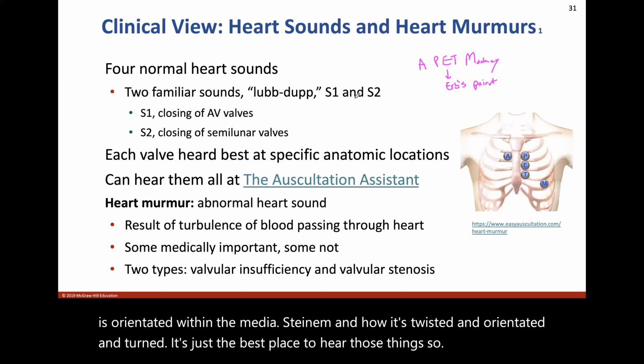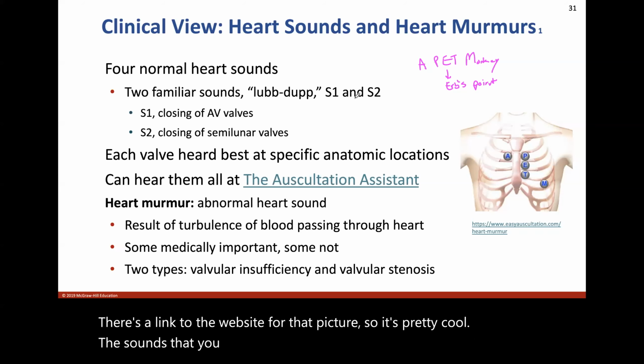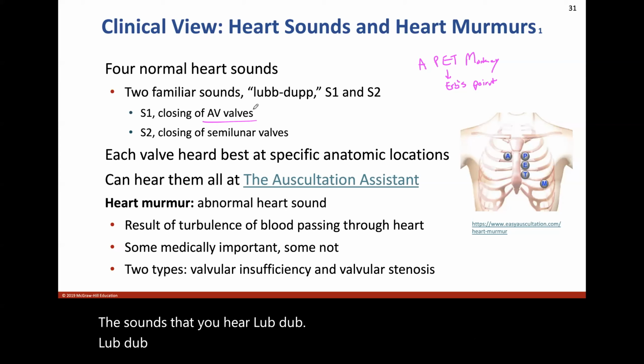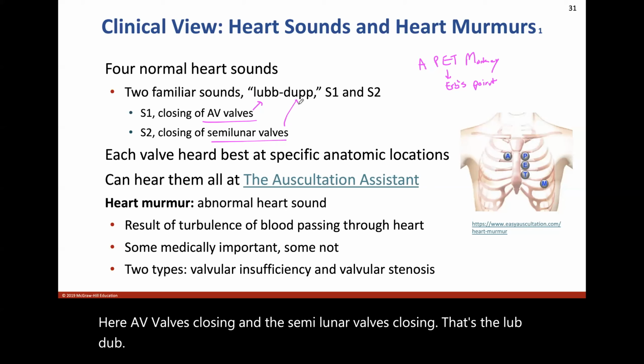There's a little link to the website for that picture. It's pretty cool. The sounds that you hear, lub dub, lub dub. Here the AV valves closing and the semilunar valves closing. That's the lub dub. It's S1 and S2.